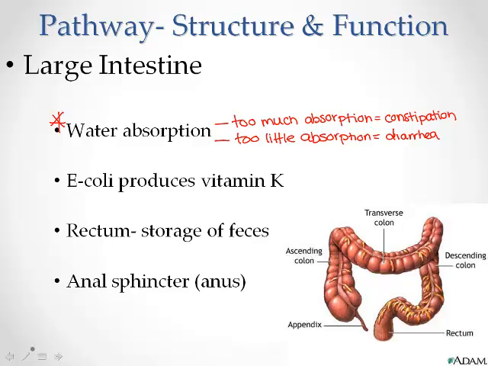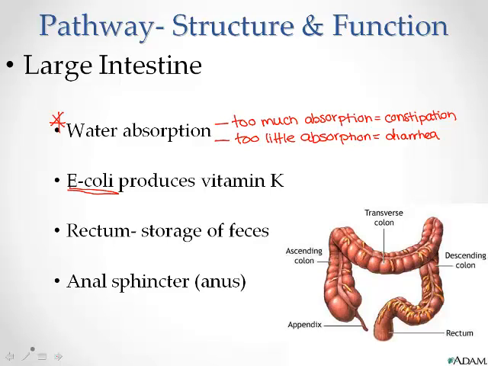diarrhea. Now, there's a bacteria in our large intestine that inhabits it, and this is E. coli. And E. coli is going to synthesize vitamin K. Vitamin K plays a key role in blood clotting, amongst other things.